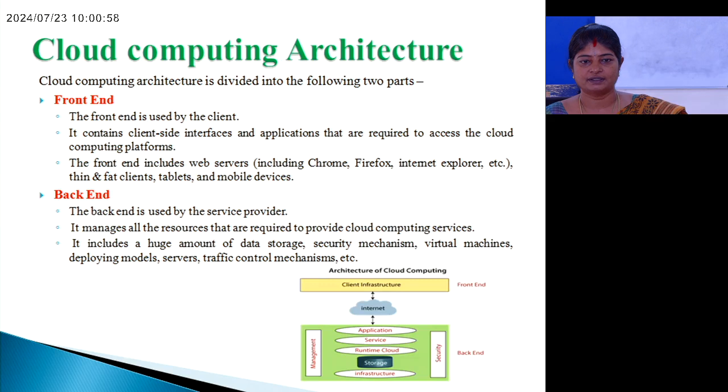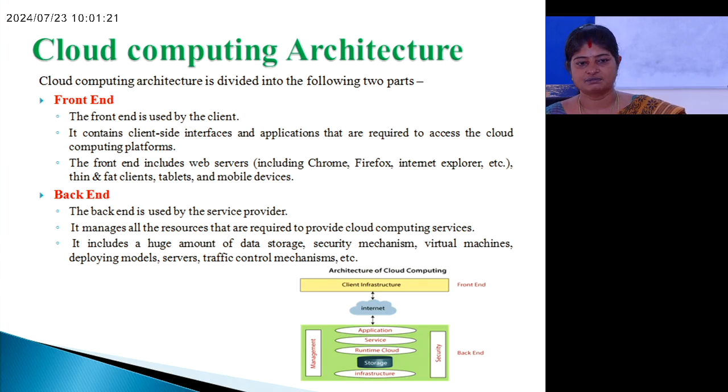Cloud computing architecture has two parts: one is the front end and the other is the back end. The front end is used by the client. It contains client-side interfaces and applications that are required to access the cloud computing platform. The front end includes web browsers like Chrome, Firefox, Internet Explorer, thin and fat clients, tablets, and mobile devices.